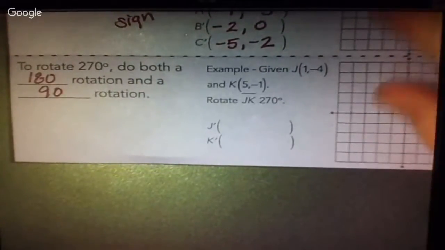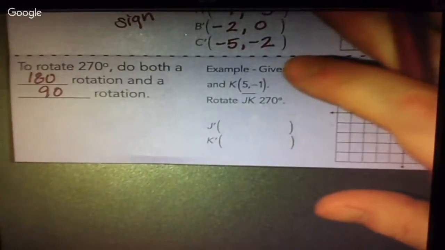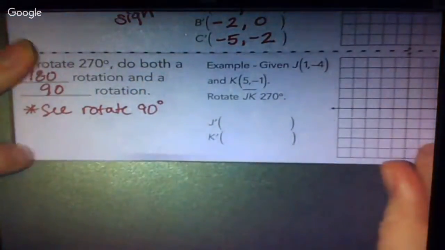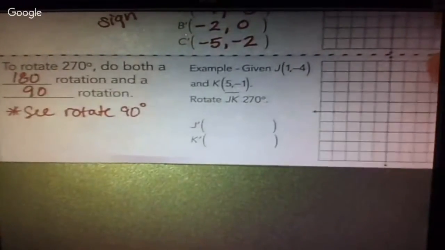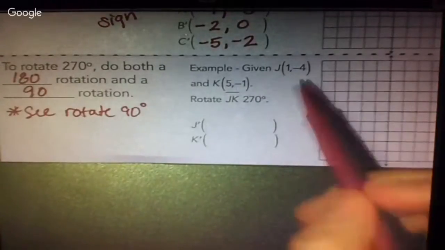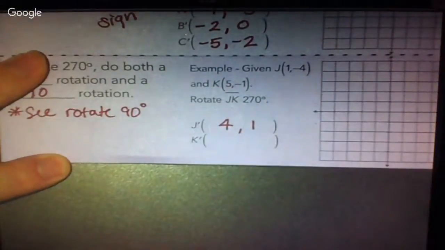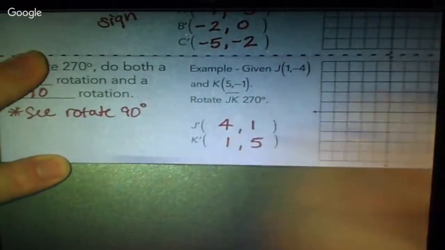I don't like to call this a 180 and then a 90. I think it's too confusing. So instead, I want you to put down at the bottom, C, rotate 90 degrees. Go back to the first one that we did. The first thing I need to do is switch X and Y. So instead of 1 first, 4 second, I've got 4 first and 1 second. Instead of 5, 1, I've got 1, 5.